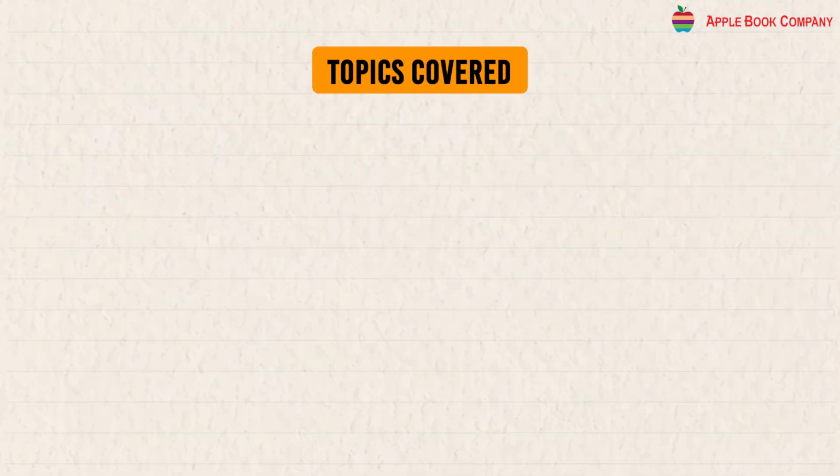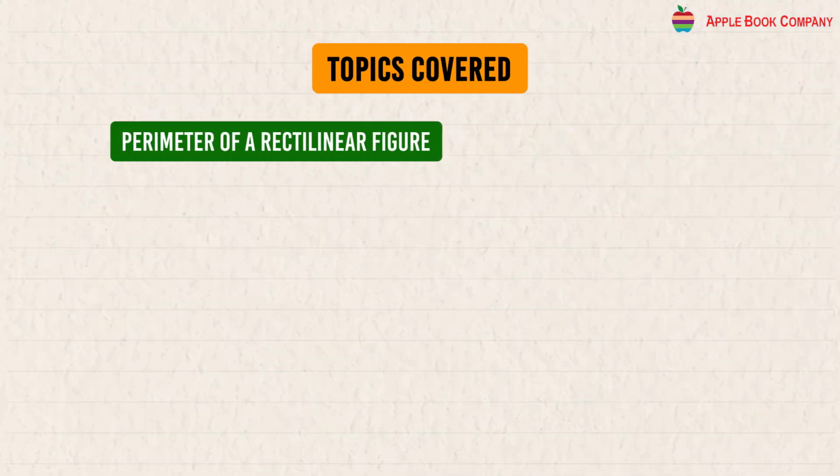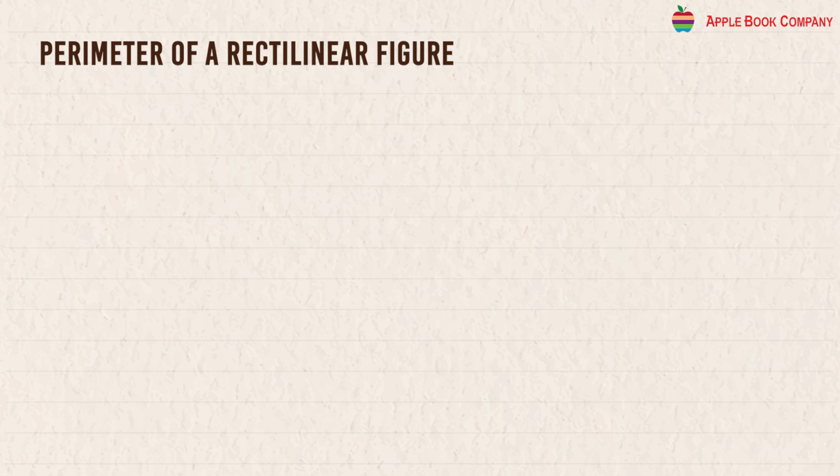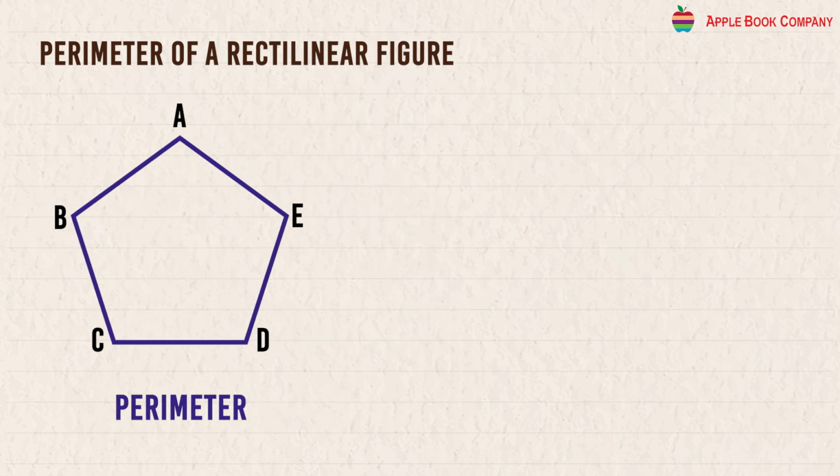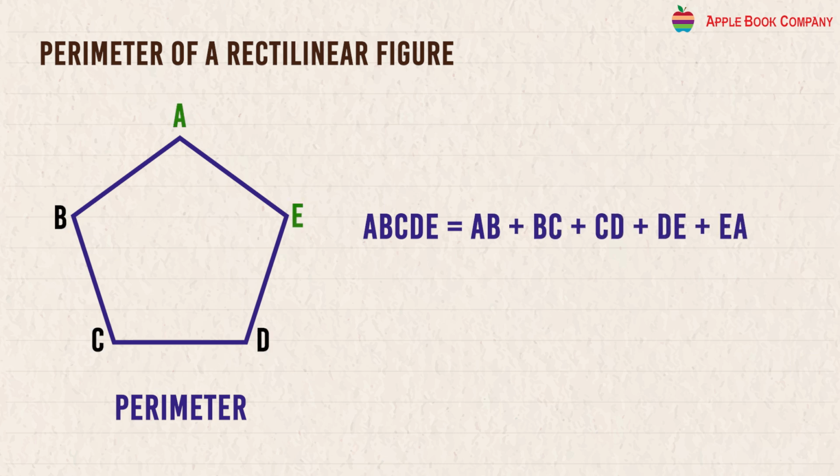Perimeter. Topics covered: perimeter of a rectilinear figure. The sum of lengths of all sides of a rectilinear figure is called its perimeter. Therefore, perimeter of figure ABCDE is equal to AB plus BC plus CD plus DE plus EA.